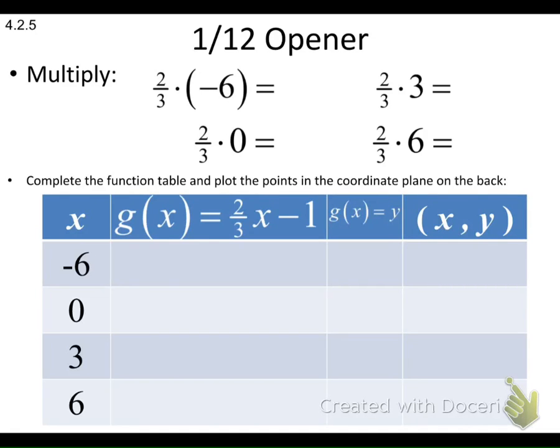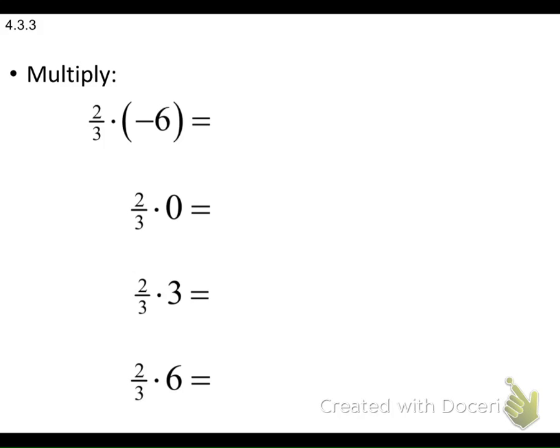Okay? So the first part here, we haven't really talked much about multiplying a fraction times a whole number. You can quickly and easily do it with your calculator, but there's also a way that you can quickly and easily do it with mental math. So the mental math way, what you'll do is take your numerator and multiply it by your whole number. So what's 2 times negative 6? Negative 12. Then you divide it by your denominator. What's negative 12 divided by 3? Negative 4. Good.